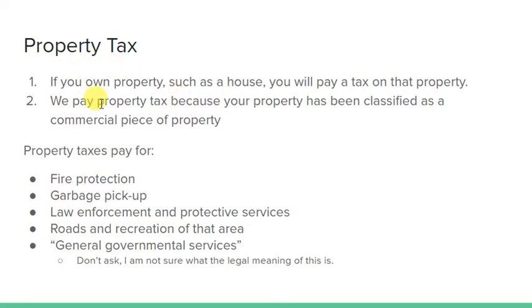Property tax, if you own property, a house, land, whatever, you're going to pay tax on that. That's because property tax has been classified as commercial piece of property. Commercial piece of property means that you use it for whatever your reasons are. Right here, your taxes that you pay on your property go towards fire protection, garbage pickup, law enforcement and protective services in that area, road and recreation of that area, and general government services.